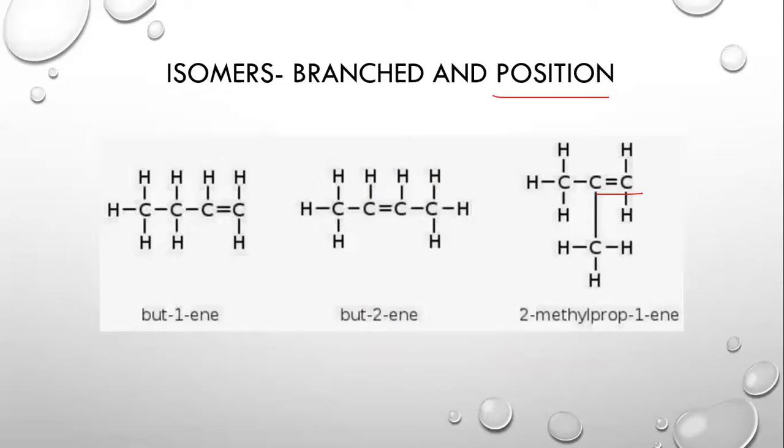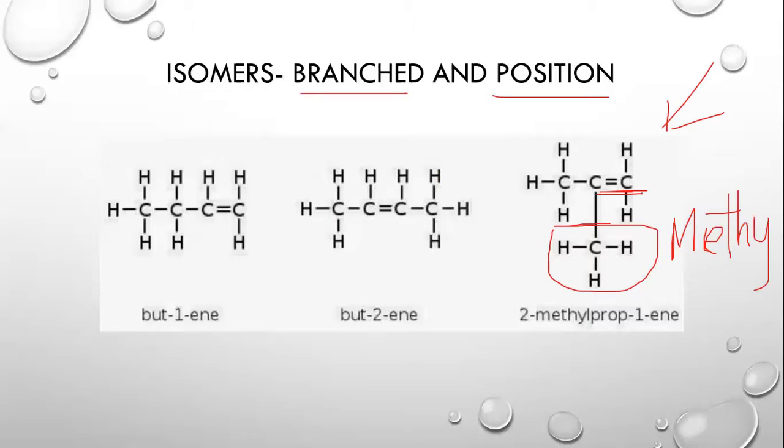And the last kind and the most complex kind of isomer that we are going to do for alkenes is when you have branched and position isomers combined in a structure. Now, as you can see in the last structure, there is a functional group that is attached along with a branch that is attached. This branch is methyl because it's methane minus one hydrogen. We learned in the previous video that it's going to be methyl if we remove one hydrogen.